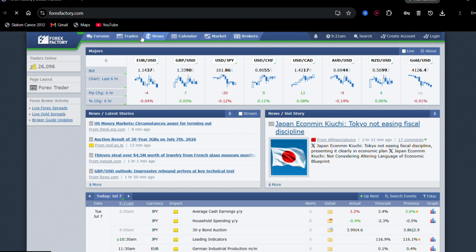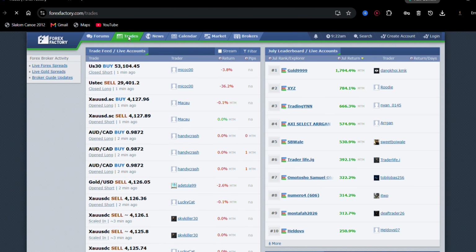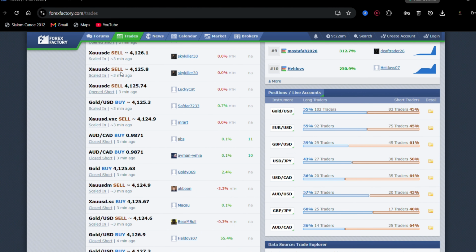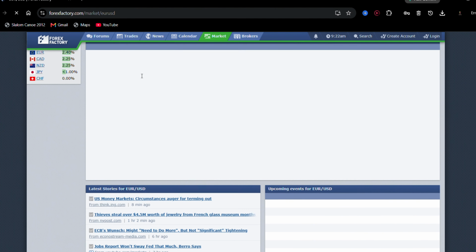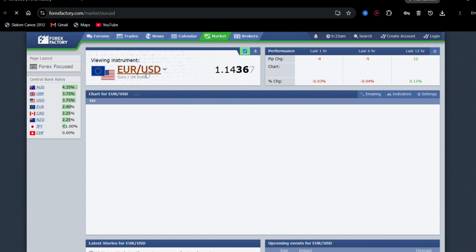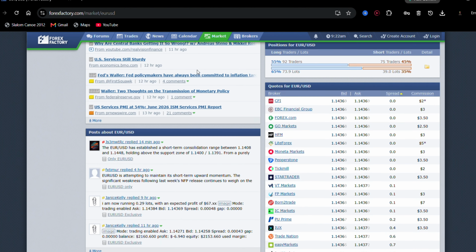So also, if you head into the trades, you can see other people's trade ideas. Most of them are gold. So I don't trade gold. So just no use for it currently. And if you go to the market section, you will get the chart, EURUSD price.